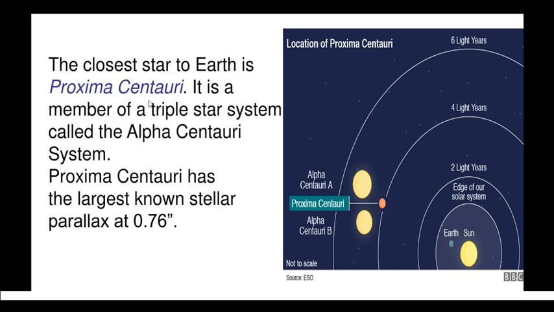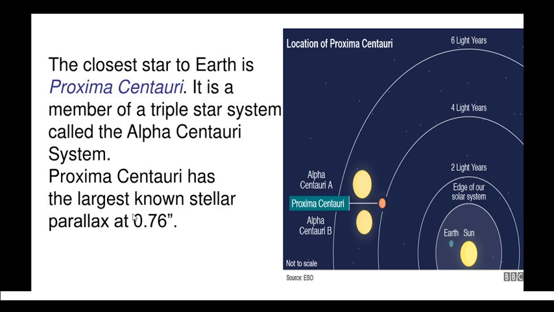Now the closest star to the Earth is Proxima Centauri. See, it is a member of a triple star system called the Alpha Centauri system. Here you can see the Sun and this is the Earth. The nearest star to the Earth is Proxima Centauri. Here you can see 3 stars, Alpha Centauri A, Alpha Centauri B and Proxima Centauri. So this is a 3 star group, which is known as the Alpha Centauri system, in which this Proxima Centauri is nearer to the Earth.